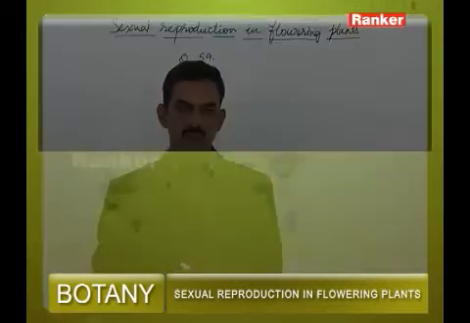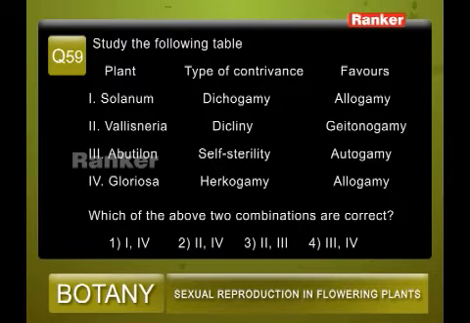Study the following table. Here 3 columns have been given. First column is plant, second column is type of contrivance, third one is favors. In the first option, plant 1 Solanum, type of contrivance dichogamy, favors allogamy. 2, plant Vallisneria, dicliny, favors geitonogamy. 3, plant Abutilon, self sterility, favors orthogamy. Roman number 4, Gloriosa, hercogamy, favors allogamy. So which of the above 2 combinations are correct?